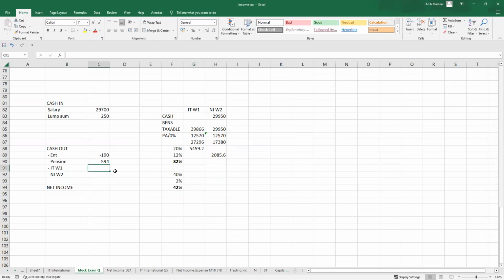So that would be some of his expenses. He's going to have to pay income tax of this, national insurance of this, and then this will get him down to his net income, and it does look like he's got enough to pay his bills.